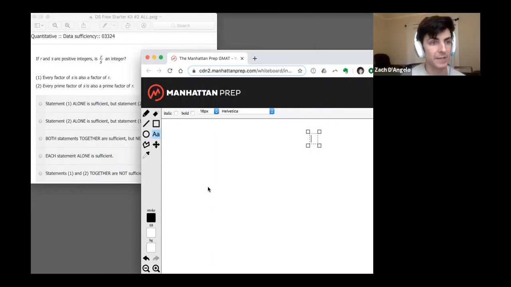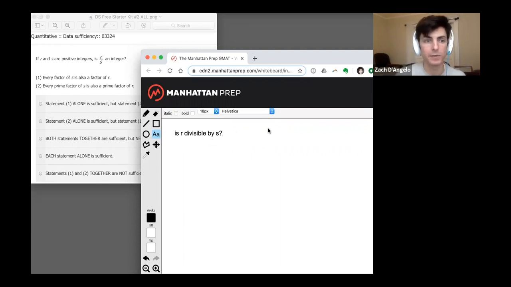All right, let's dive in. If R and S are positive integers, is R over S an integer? Okay, so the first thing I'm thinking about is, what does that mean for R over S to be an integer? And that's really code for, is R divisible by S? Or is S a factor of R? There's a few different ways we could articulate that.